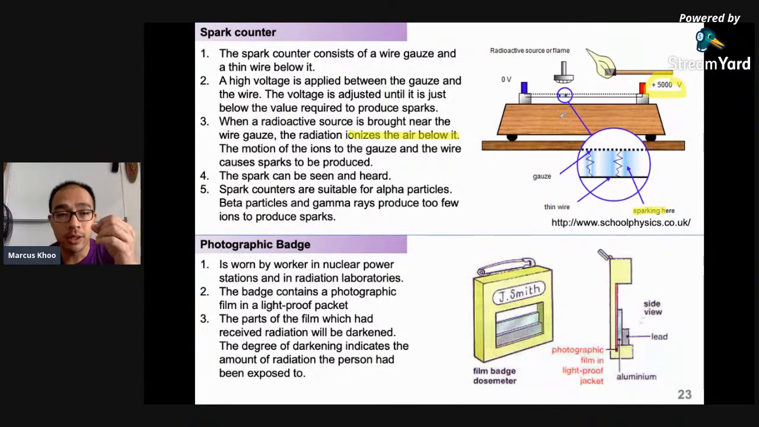You will actually hear and see the sparks all the time. It's going to pop, pop, pop, pop, pop, and then you're going to hear it. And we find that spark counters are very suitable for alpha particles.